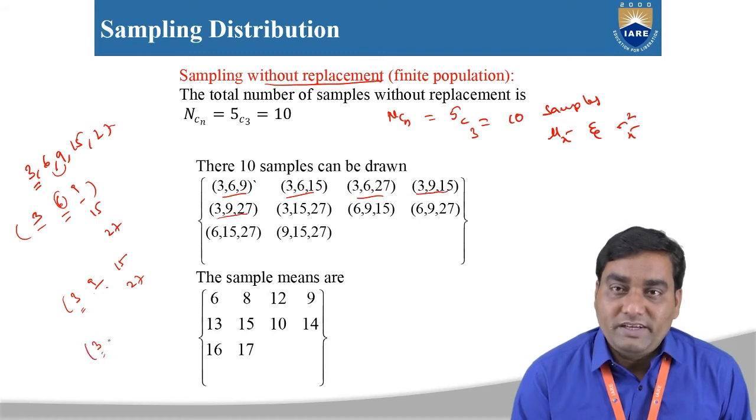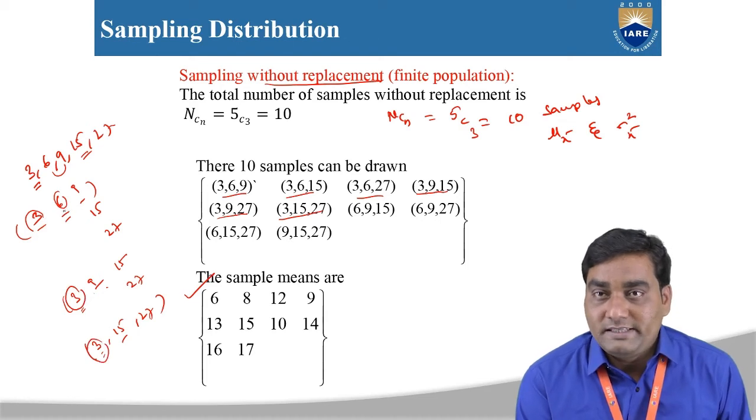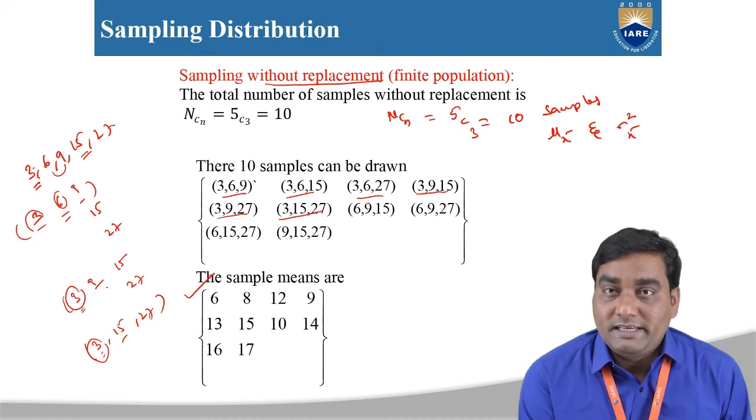The same 3 fixed, but in the second position, first case 6 completed, second case 9 completed. Third case 15 fixed. The last term is 27. 3, 15, 27. With the starting number 3, the second position I changed once 6, once 9, once 15, with the starting number 3.